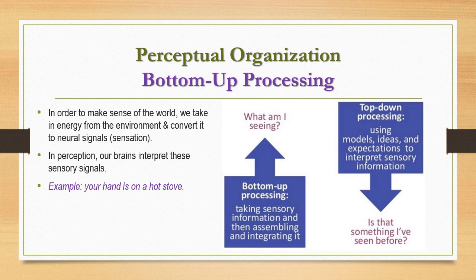So bottom up is simply the opposite. Now we're taking information up from the senses and it's going up from the senses up into the brain where it is then going to be interpreted. So for example, you put your hand on a hot stove and the senses are saying, that is hot, your skin is burning, and you need to move your hand. So bottom up processing takes that sensory information and then assembles it and integrates it and brings it up. And then your brain says, why don't we move our hand?